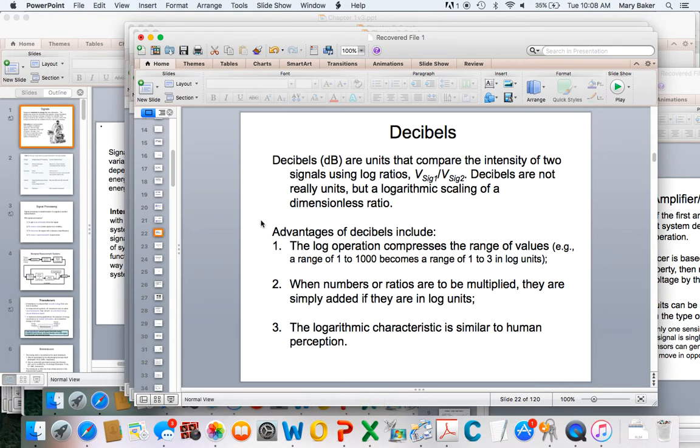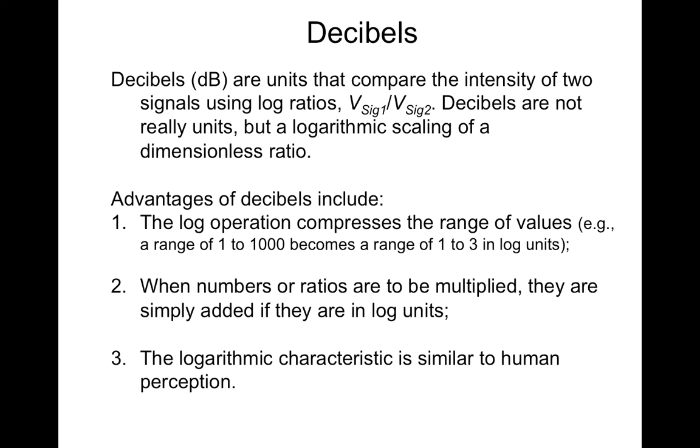Okay, in this lecture we want to do some discussions of noise. So first of all, let's go back and review the meaning of the term decibels. dB or decibels are units that compare the intensity of two signals using logarithmic ratios. So it's not really a unit, but it's just a logarithmic scaling of a dimensionless ratio.